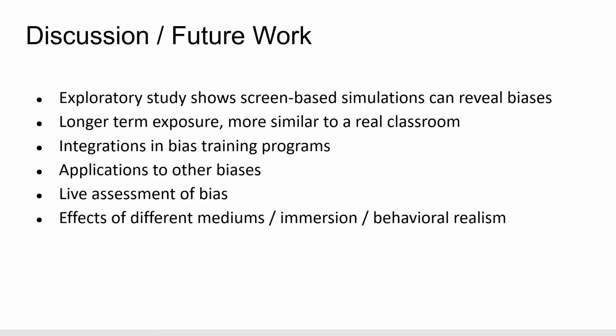So this study showed that even though we used a small convenience sample, screen-based simulations like immersion can be used to generate highly controlled realistic interactions that reveal pre-existing biases. And we did this in a small 30-minute exposure, but future work should investigate longer-term, more realistic exposure like real classrooms, and also the ability to detect other types of biases.